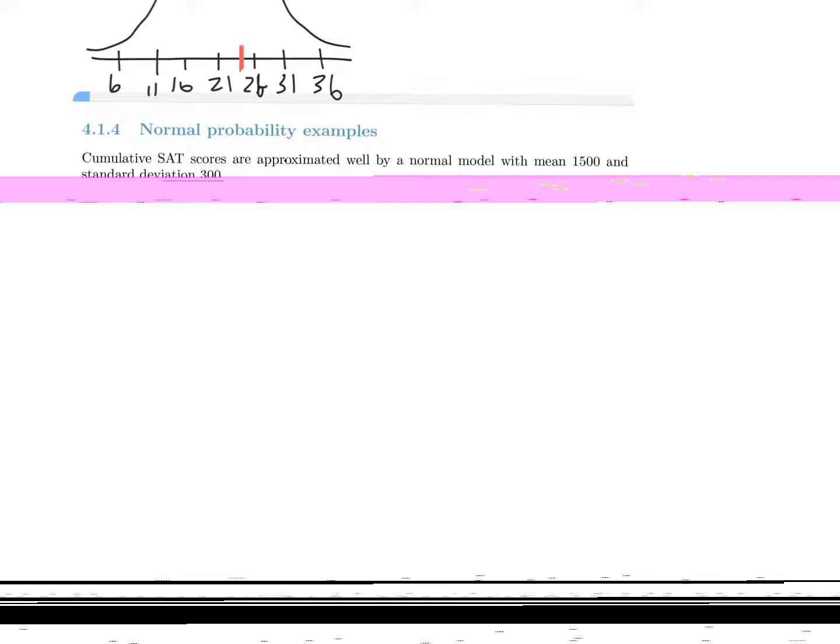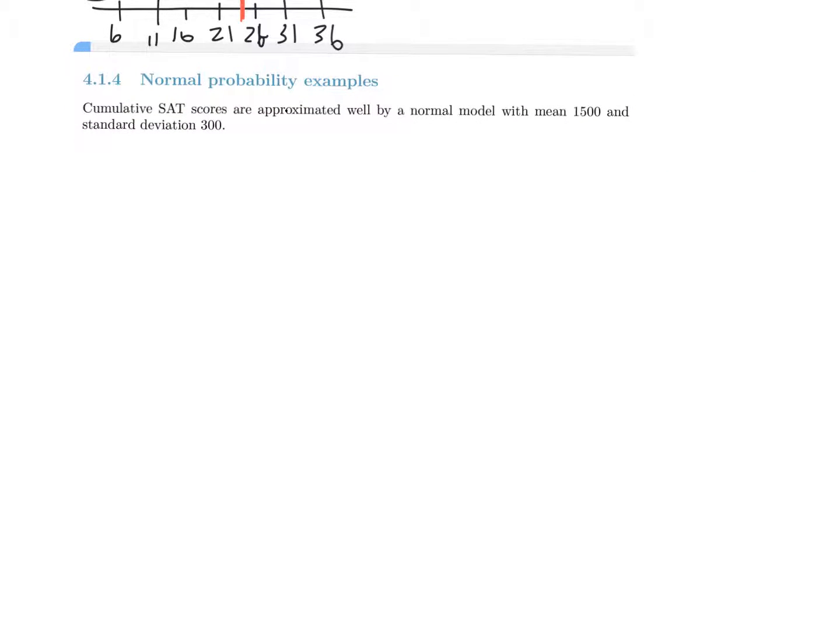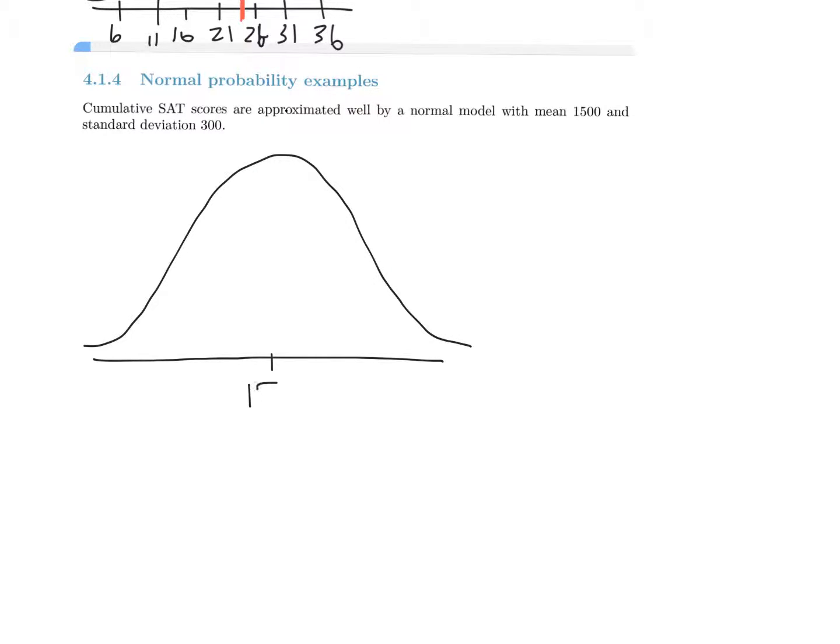All right, so for 4.1.4, kind of a similar thing, but we have SAT scores. What I'm going to do first with this mean and this standard deviation is draw the curve again, and then we're going to apply this, I think, to a later problem. So the mean goes right in the middle. The mean SAT score, which is scored very differently than the ACT, is 1,500, and the standard deviation is 300.